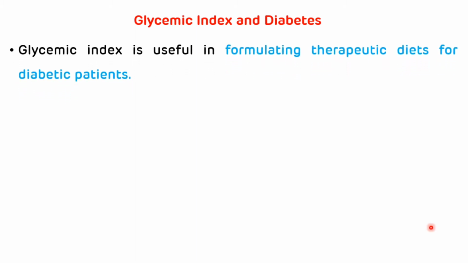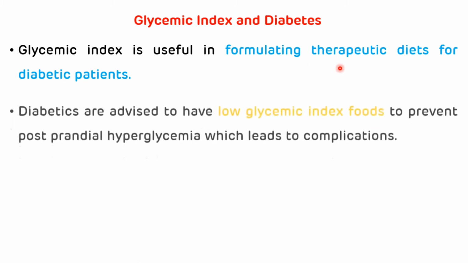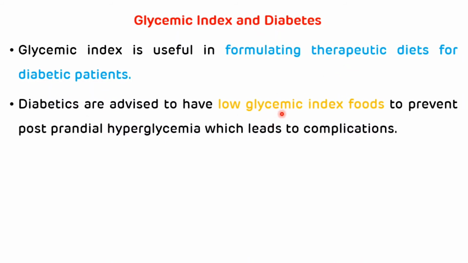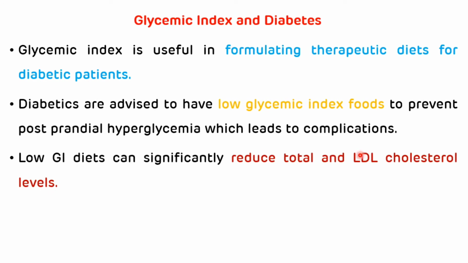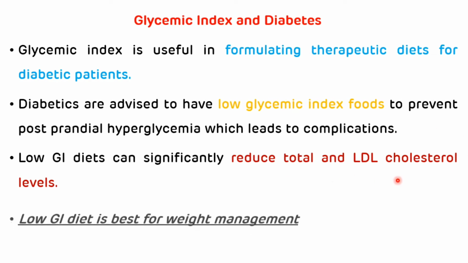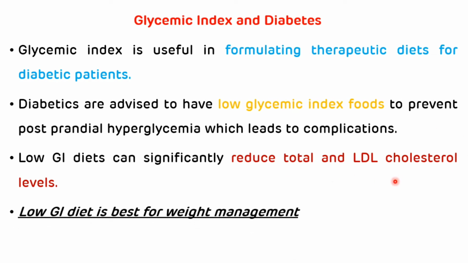Now we will see the relation of glycemic index with diabetes. So glycemic index is useful in formulating therapeutic diets for diabetic patients. Diabetics are advised to have low glycemic index foods to prevent postprandial hyperglycemia, which leads to complications. Low glycemic index diets can significantly reduce total and LDL cholesterol, which is bad cholesterol. And a low glycemic index diet is also best for weight management. That is the relation of glycemic index with diabetes.